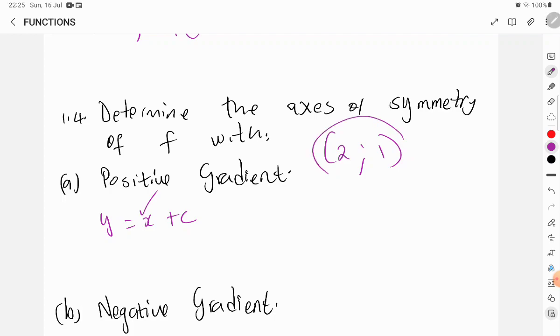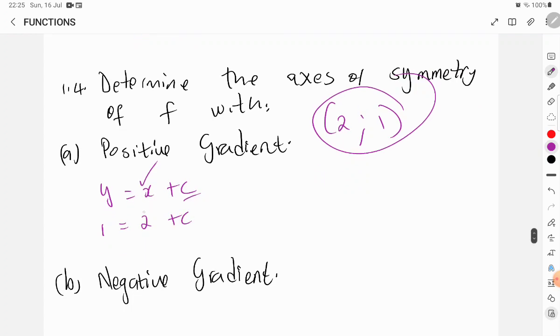Now you can substitute your 2 and 1 to find your actual equation, or you're finding the value of c. So this is going to be your y is 1, this is 2 plus c. Take this to the other side. 1 minus 2 is just minus 1, which is equal to c. So that means y is equal to x minus 1, because c is minus 1.